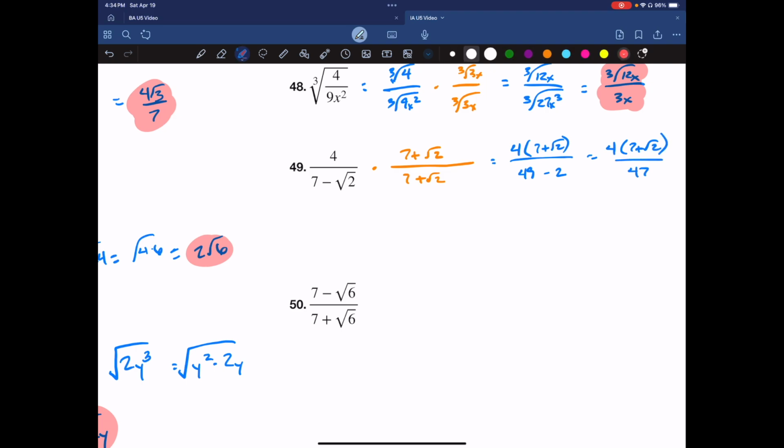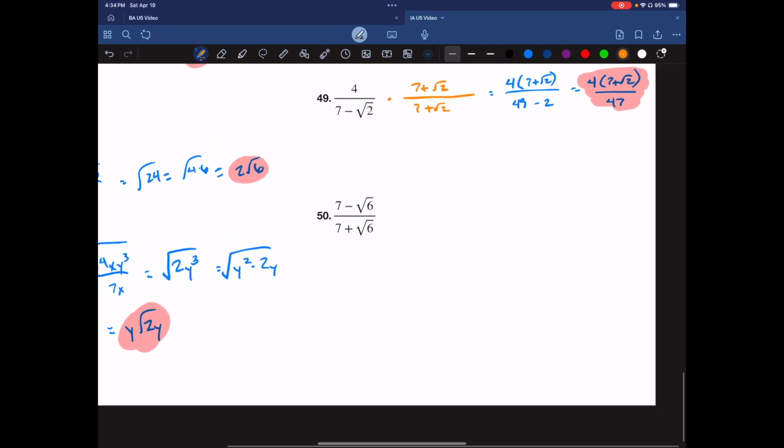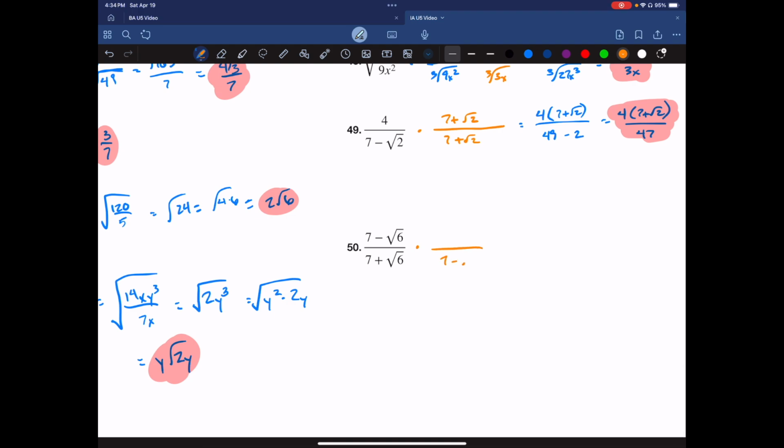Okay. One more. 7 minus square root of 6, 7 minus square root of 6. Okay, on top, that's going to be 49 minus 7 square root of 6 minus 7 square root of 6 plus 6, over 49 minus 6. So it's going to be 49 plus 6 is 55. It's going to be minus 14 square root of 6 over 49 minus 6, which is 43. And there's your answer.